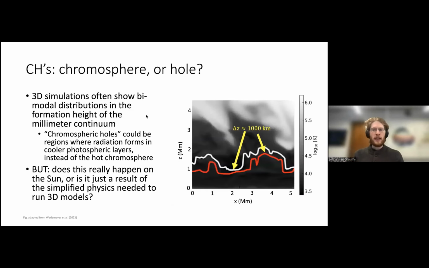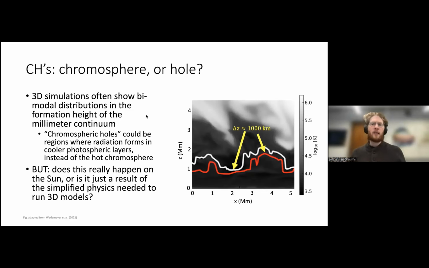And then unfortunately, that's not the only possibility. Some 3D simulations, like the one analyzed to the right, show regions where essentially the formation height of the millimeter continuum, that is, like the surface where it becomes optically thick, can abruptly shift from the chromosphere down to lower heights in the atmosphere, even into the solar temperature minimum, which is kind of in the upper photosphere.